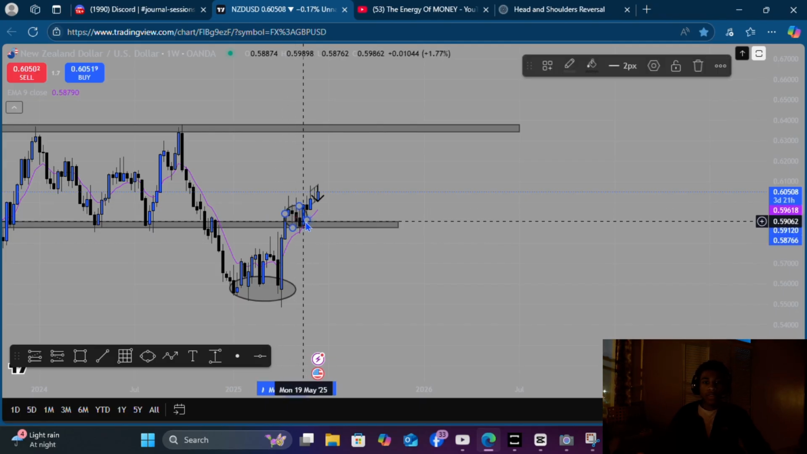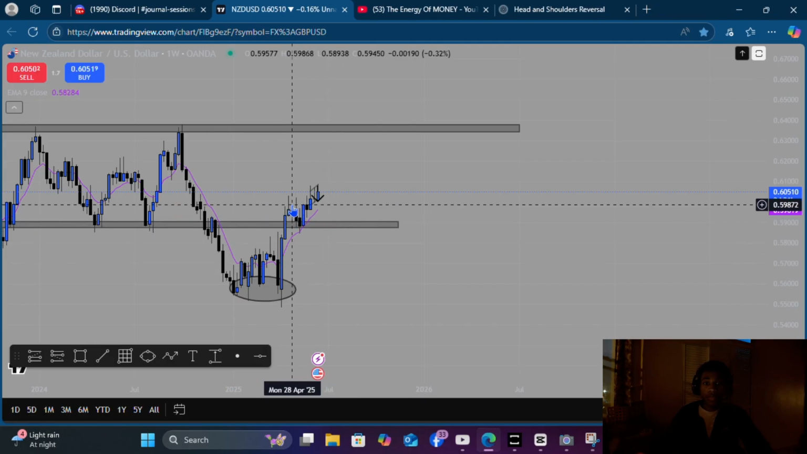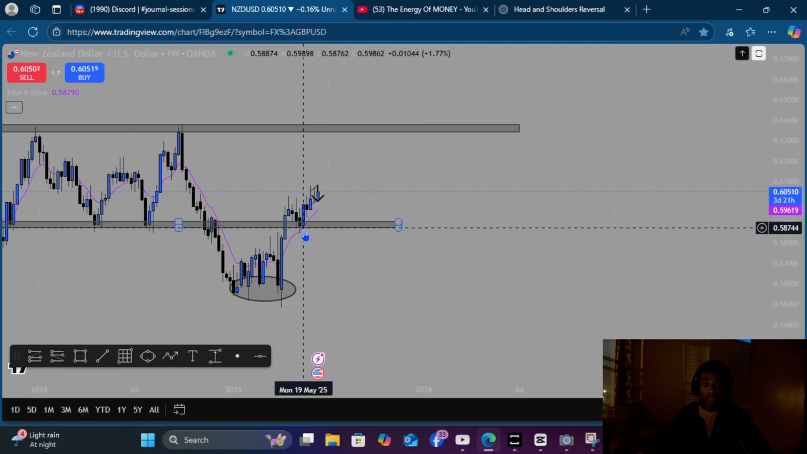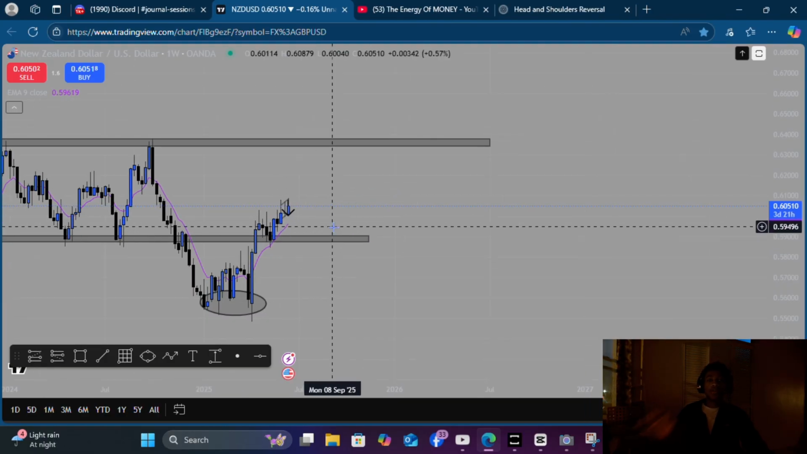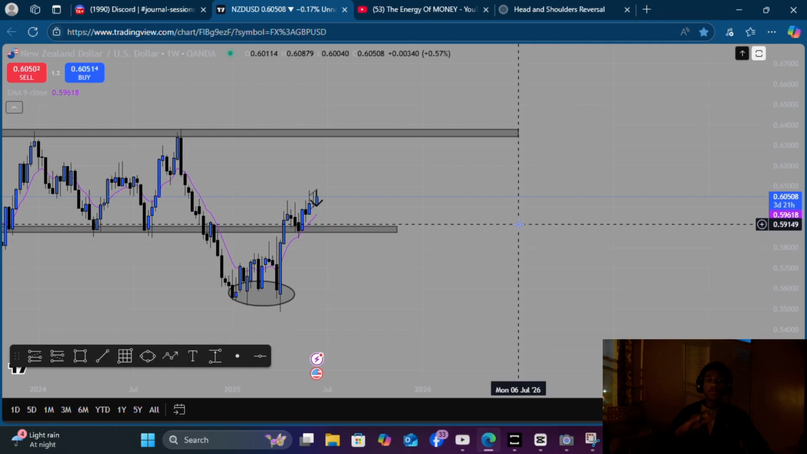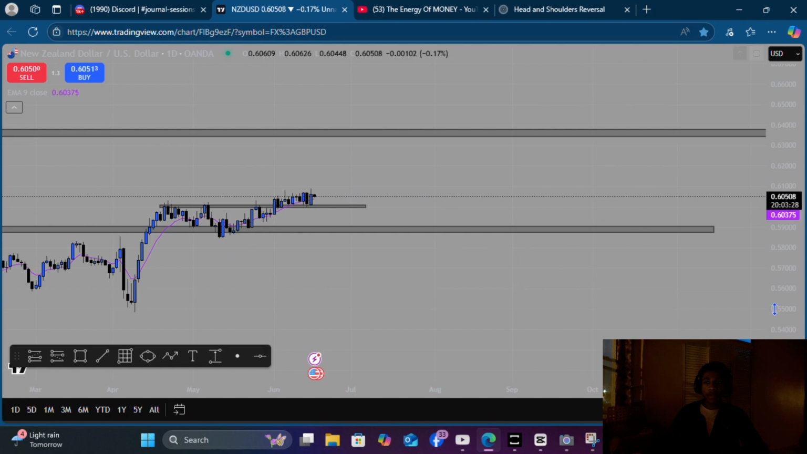So now I'm seeing that we have that retest, and then we pushed up and created a bullish engulfing candle, and then another bullish engulfing candle. That lets me know that for this week I only want to be looking for buys on the New Zealand dollar. So let me go to the daily time frame.